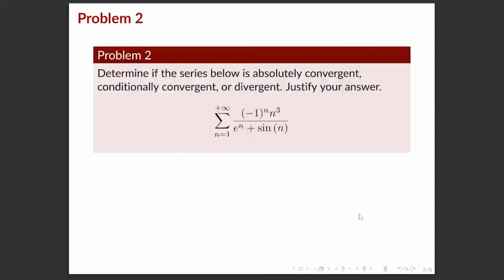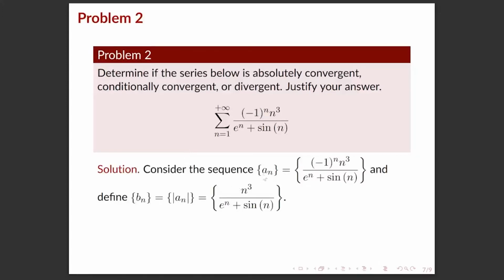Okay, so for our second problem, you have to determine if the series below is absolutely convergent, conditionally convergent, or divergent. So right away, we can tell that we can apply the AST because there's a factor of -1 raised to n. So we just proceed with the AST as usual. So we consider sequence a sub n and define our b sub n to be the absolute value of a sub n, or just our a sub n with the negative 1 raised to n factor removed.